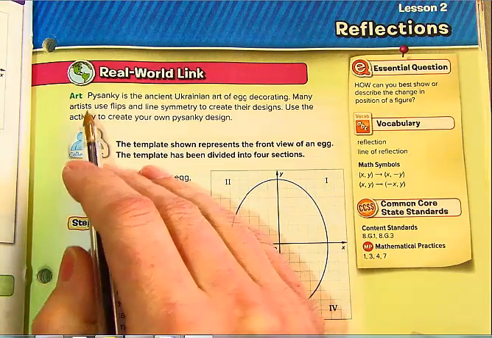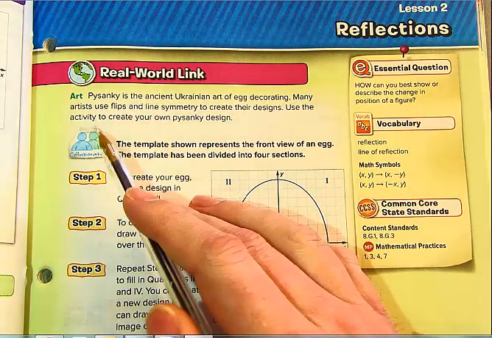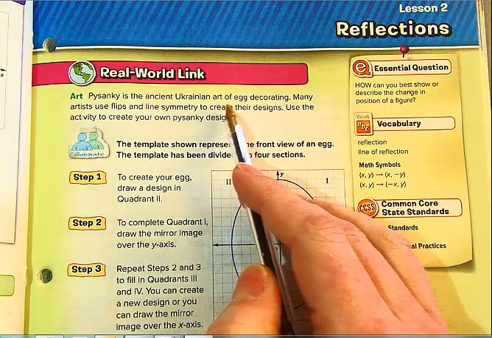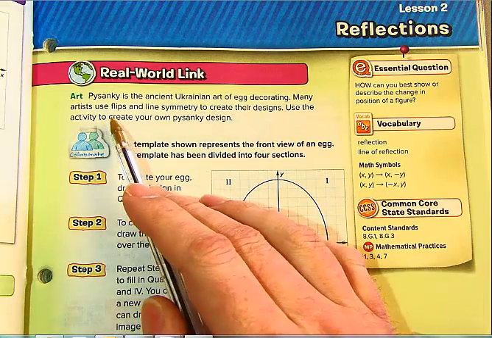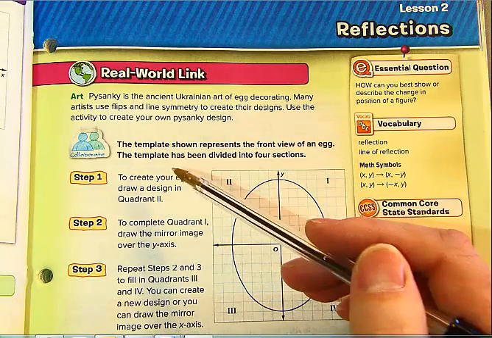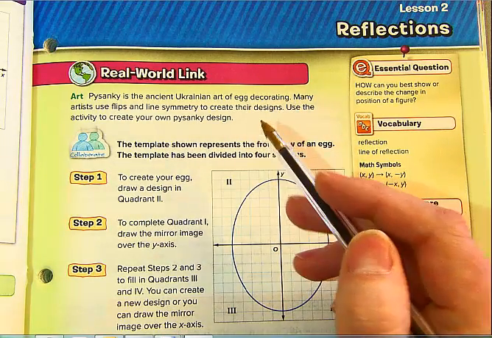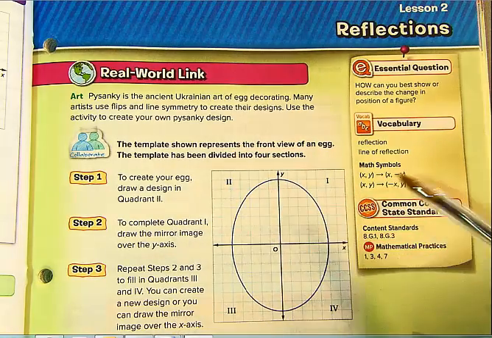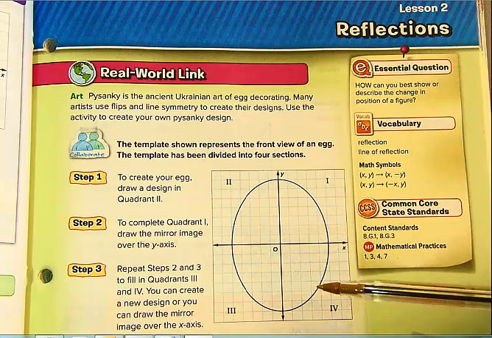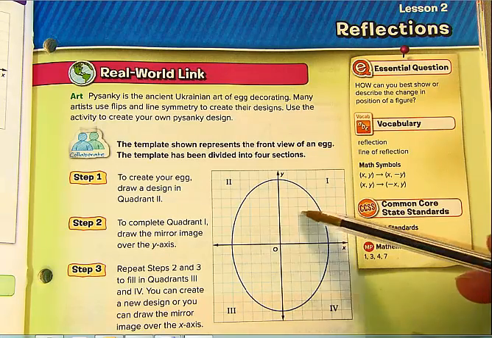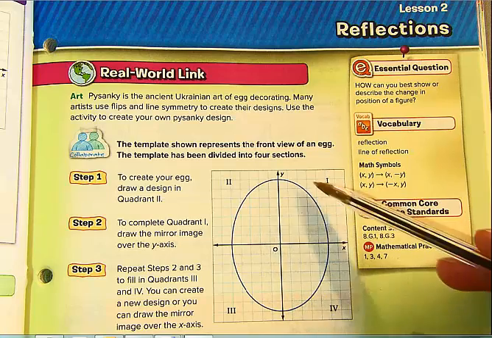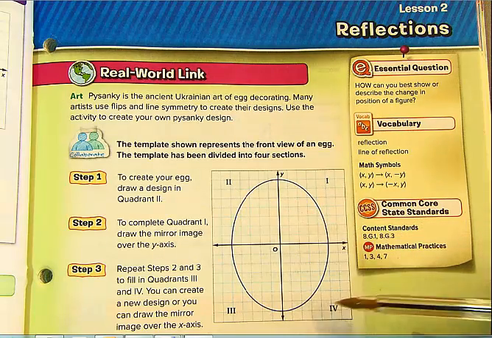Here it says, this kind of relates to art. It says, Pysanky is an ancient Ukrainian art of egg decorating. Many artists use flips and lines of symmetry to create their designs. Use the activity to create your own Pysanky design. Now, here we have the template shown represents the front view of the egg. It's been divided into 4 sections, or what we refer to in the coordinate plane as our 4 quadrants. We have quadrant 1, quadrant 2, quadrant 3, and quadrant 4.